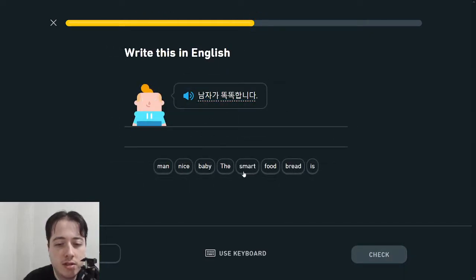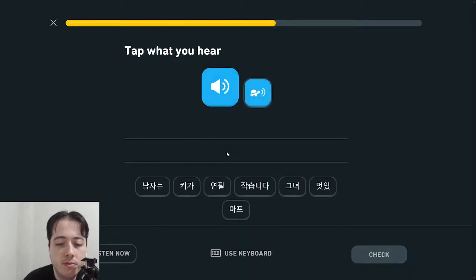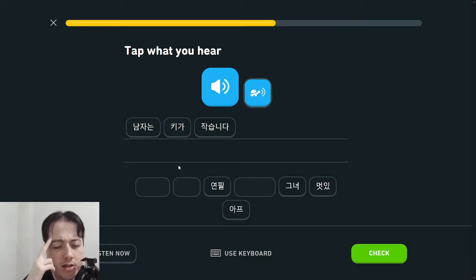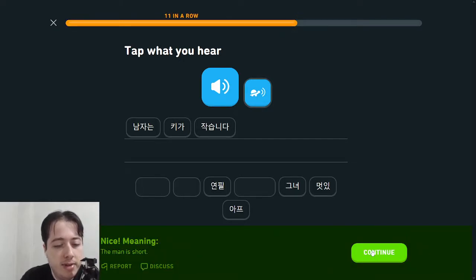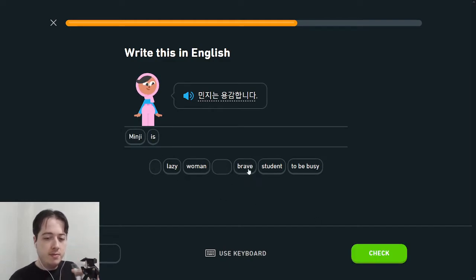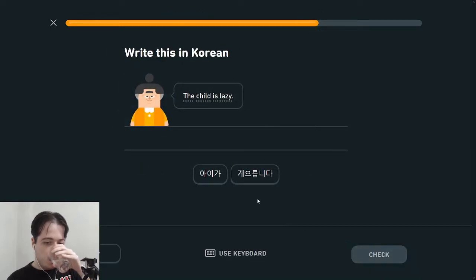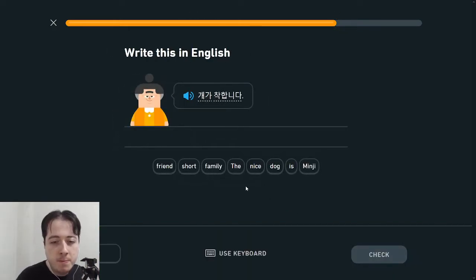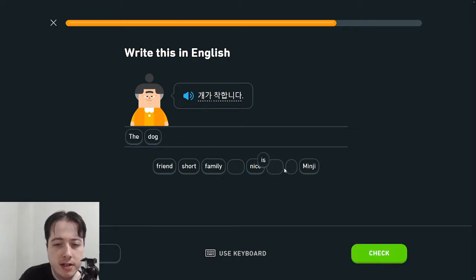남자가 똑똑합니다. The man is smart. 남자는 키가 작습니다. 작습니다 is short, maybe. So 키가 is height, and then 작습니다, I think it's short. Yeah, the man is short. 민지는 용감합니다. Minji is brave. 아이가 게으릅니다. The child is lazy. 개가 착합니다. The dog is 착합니다.